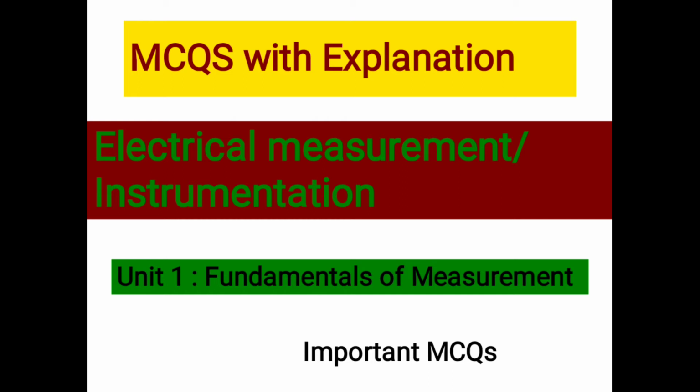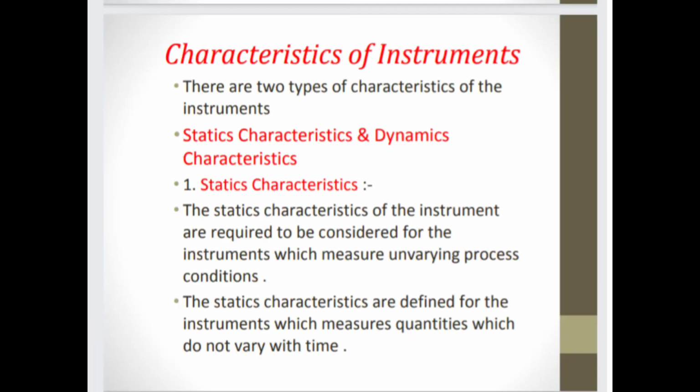Today our topic is MCQs on Unit 1, Fundamentals of Measurement, in Electrical Measurement and Instrumentation. This is part 2. We see the MCQs with their explanations, all the topics with details. In the last video, we saw the MCQs on static and dynamic error, meaning the characteristics of instruments, static and dynamic characteristics.